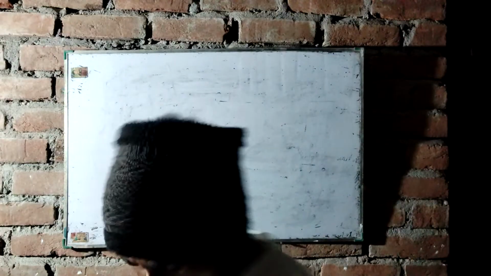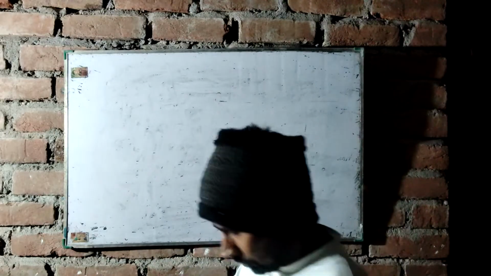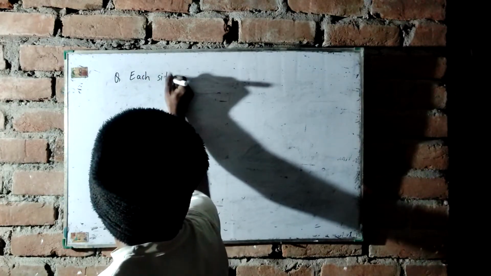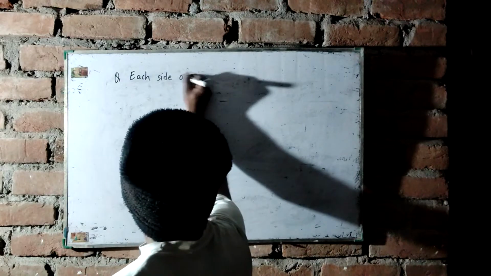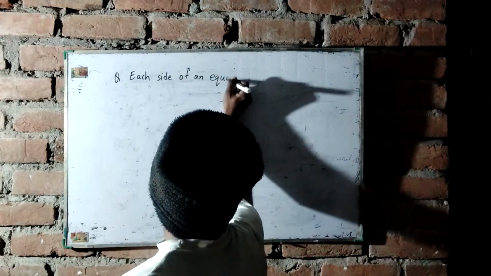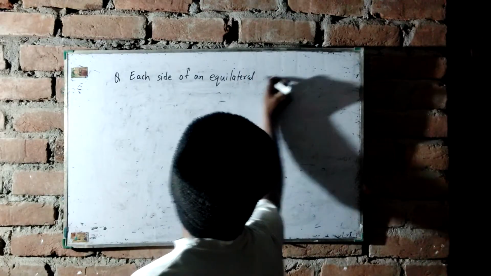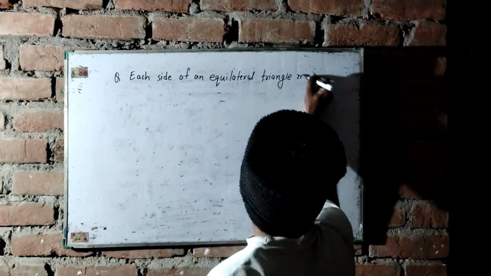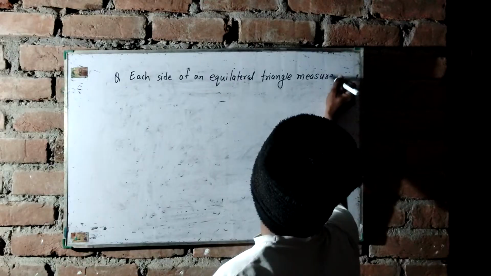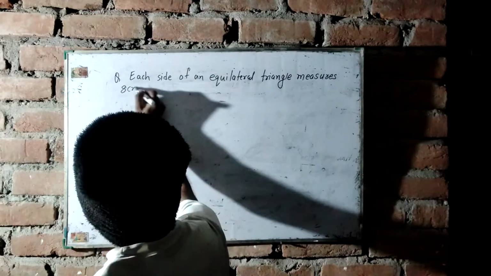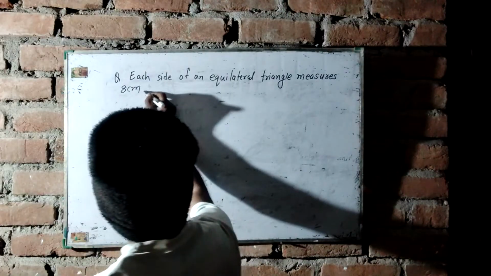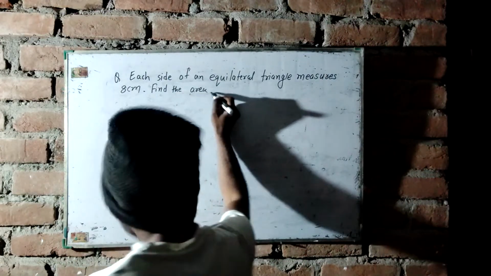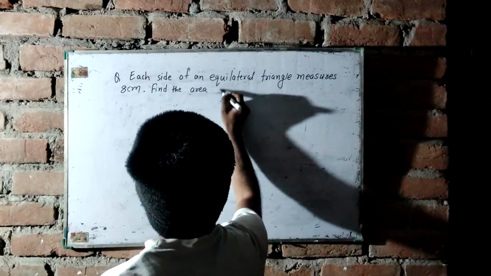So now let's go ahead to the next question. Each side of an equilateral triangle measures 8 centimeter. Find the area of the triangle.